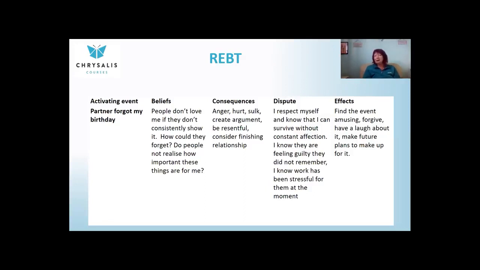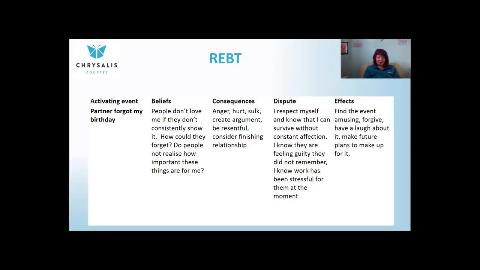So Ellis proposed that we have 12 irrational beliefs that cause and sustain neurosis. And when they're summarised, they're likely to be that we ignore the positive, we exaggerate the negative, and we overgeneralise. And I think that's true for a lot of people. But we're going to just quickly go through these 12 irrational beliefs.